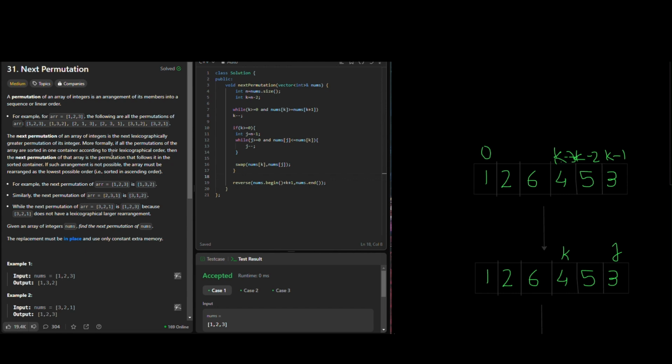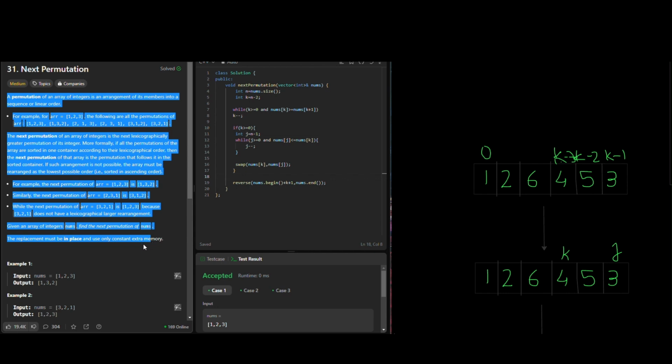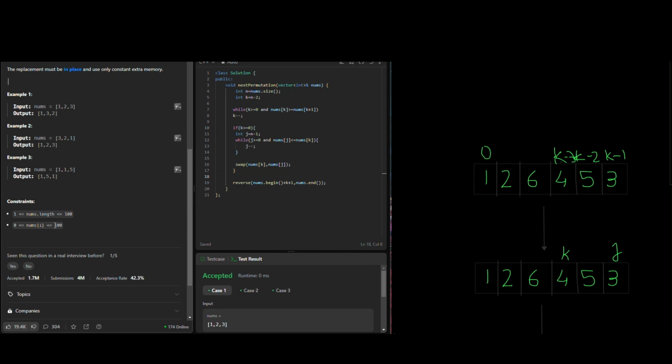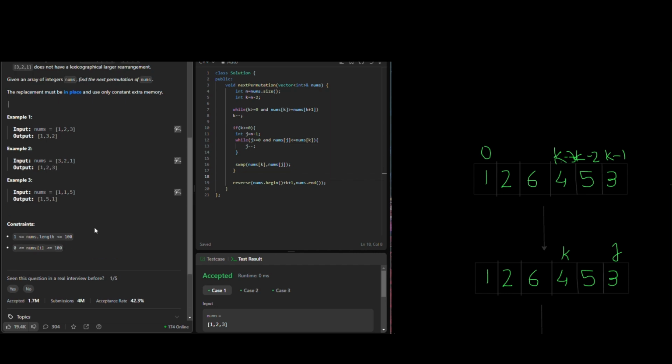I'll not bug you with explaining the entire theory which is written here. I'll quickly explain the gist of the problem and the possible edge cases it's trying to explain. What the problem is talking about majorly here is we are given an array called nums. It can be any array of size maximum 100, and the particular index value can be up to 100, right?